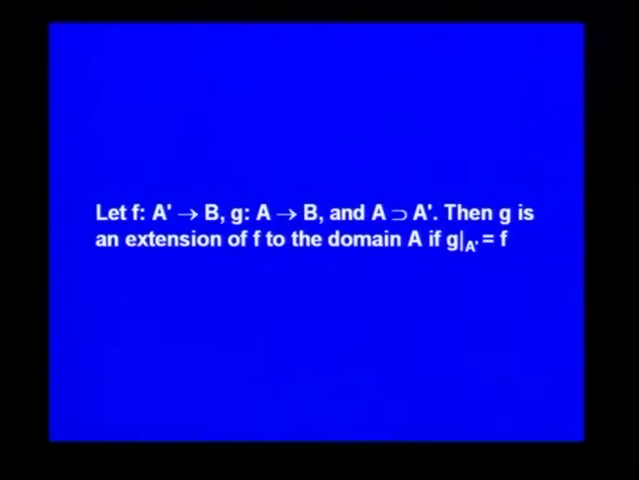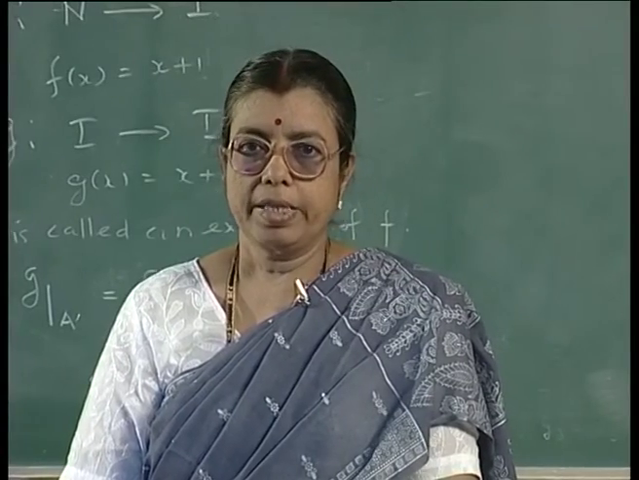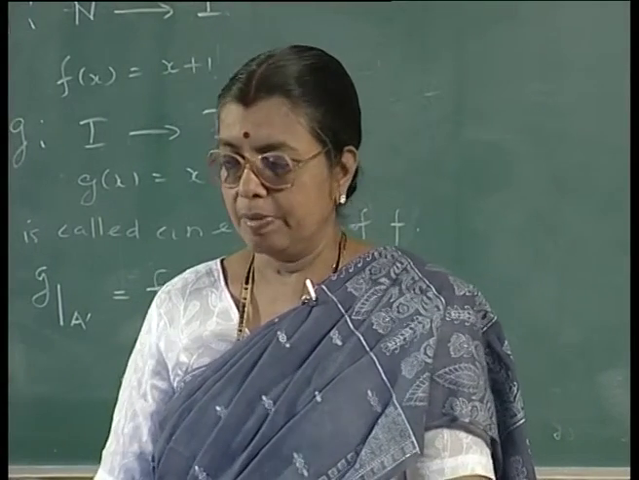These ideas, later you will see, are used very much in automata theory. You will first define a transition function delta on K cross sigma, and then extend it to K cross sigma star and so on.